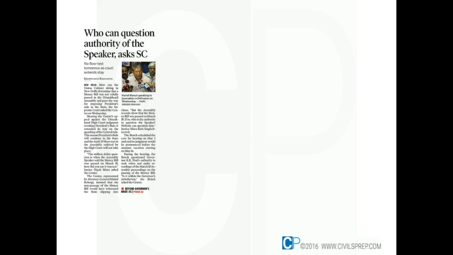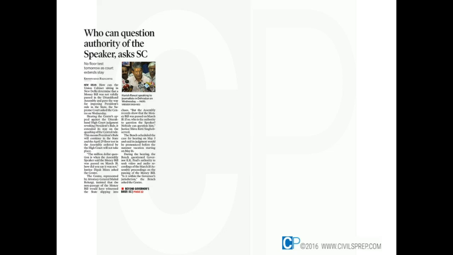Now, a money bill, that is the finance bill, was introduced in the Uttarakhand assembly. Then the speaker said it was passed. Then the central government said the speaker did not take the voting on it and then passed the bill. So the first thing is, what is the right of the central government to question the authority of the speaker?